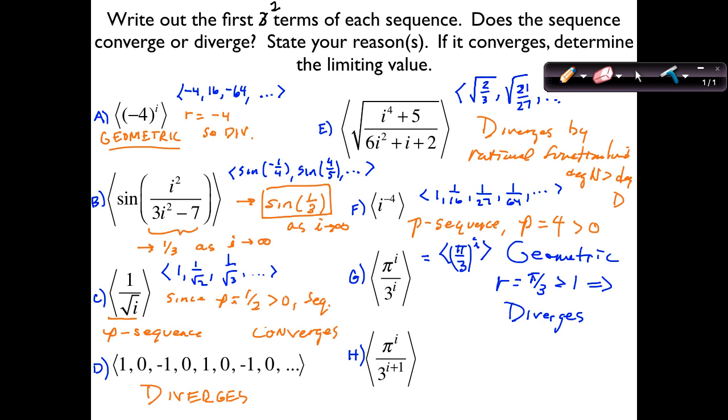Okay, now I have over 3 to the I plus 1. Same one. What about that? Converges? So what is 3 to the I plus 1?